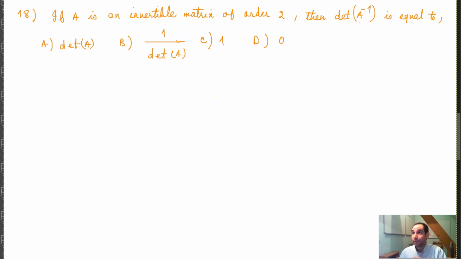Okay, so now the way to answer this question, we know that basically A is an invertible matrix.